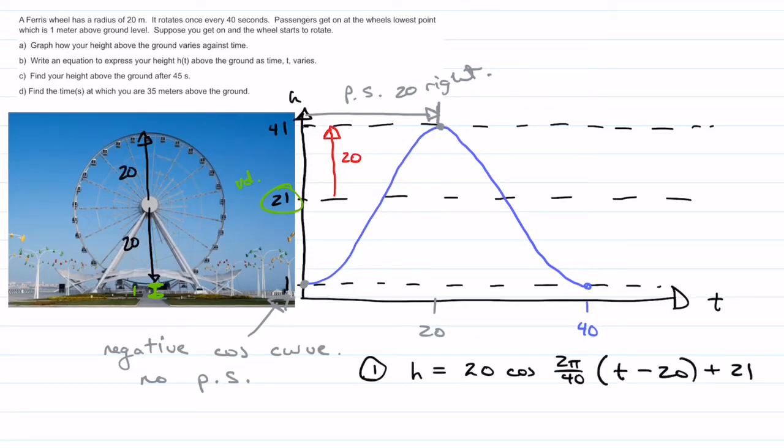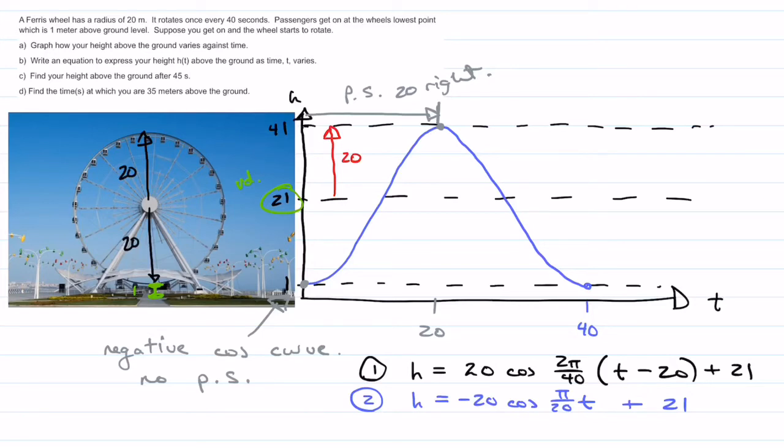I could also write this as h equals negative 20, so it's now an upside down cosine curve, cos pi over 20, so I'm just reducing that 2 pi over 40 down to pi over 20, t, because there's no phase shift, so it's just t, and then plus 21. You do not need to find both of these solutions, but it's worthwhile knowing that negative solution because it's a little easier to work with when we have to answer parts C and D. So it's easier to plug numbers into the second one, and it's easier to put it into Desmos as well.